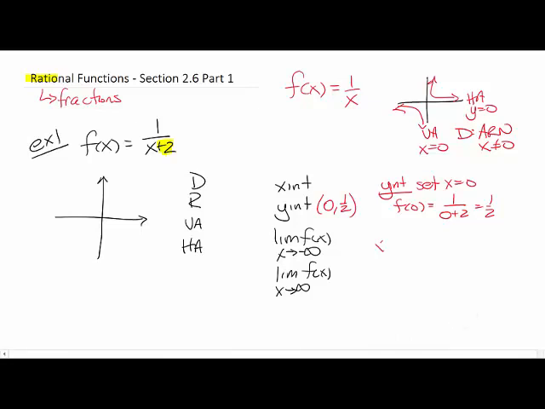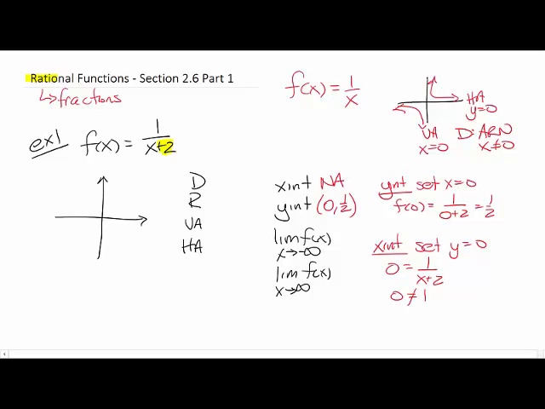For an x-intercept, we're going to set the y value to 0, and we're going to attempt to solve this. We'll get 0 equals 1 over x plus 2. When we multiply the x plus 2 over, we'll get 0 equals 1. And that's just never true. And as a result, we can say that we don't have any x-intercepts.